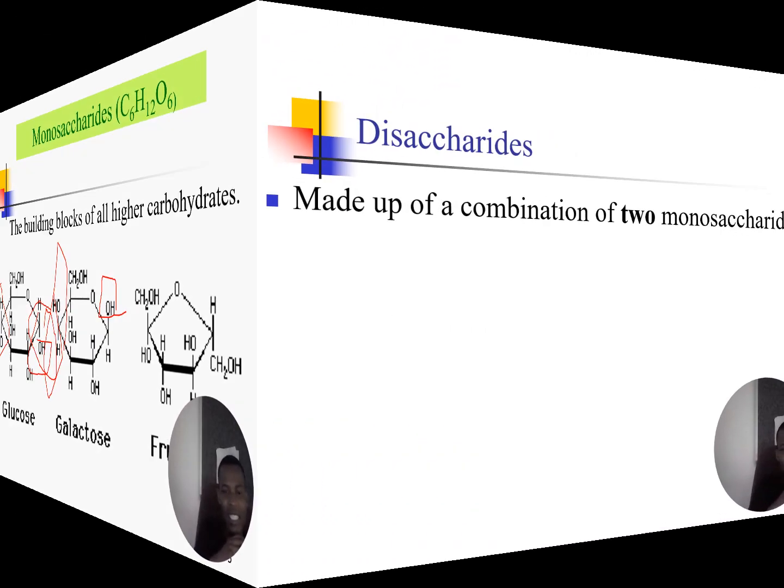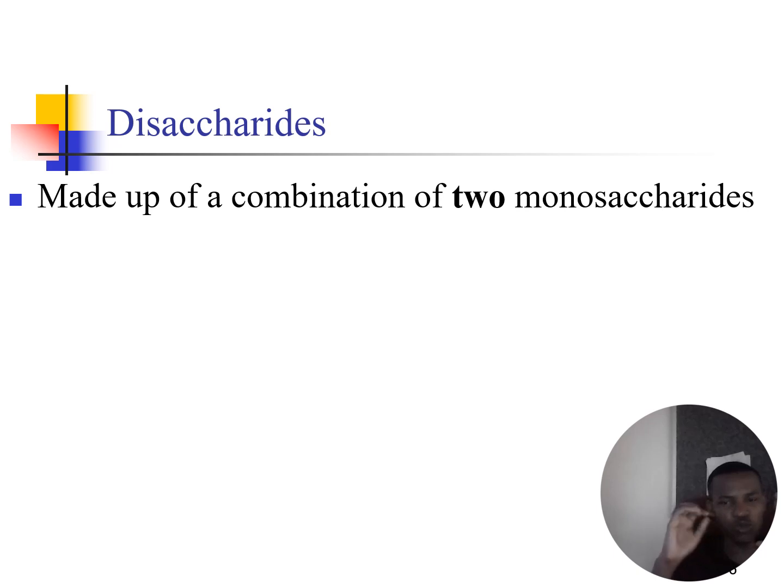Let's look at that. Disaccharides are made up of a combination of two monosaccharides. These two monosaccharides could be the same or different. It depends. You can take glucose and glucose, or glucose and galactose. As you can see, they are made up of monosaccharides, meaning that you need to bring two monosaccharides. As I was explaining, those monosaccharides sometimes can be the same, and they can also be different.